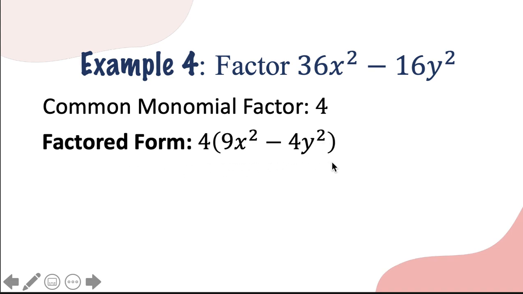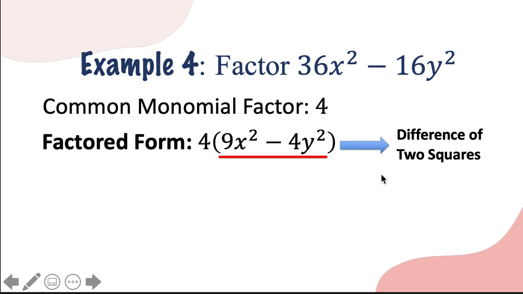So, therefore, the factored form is, again, this one is your common monomial factor, and this one is the remaining factor. And if you want to check, just multiply 4 to each of the terms, so we'll have this one. Next, as you can see, 9x squared minus 4y squared is still a difference of two squares. So therefore, we must get the factor of these two terms because we cannot have this one as our final answer yet. If we can still factor the given expression, then we must factor it.